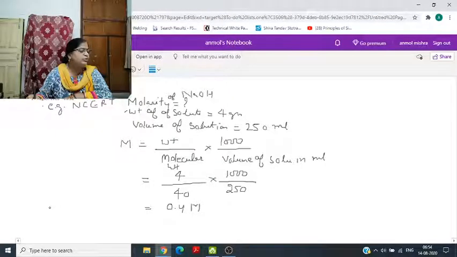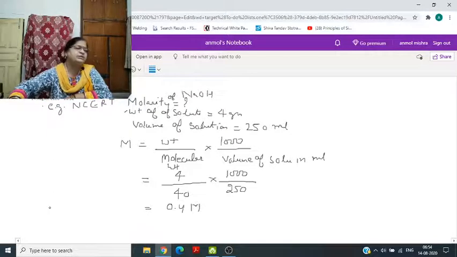Now one more formula I gave you, that is molarity is equal to percentage into D into 10 by molar mass.